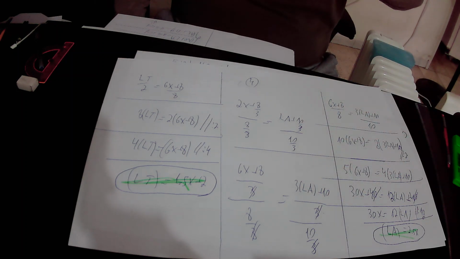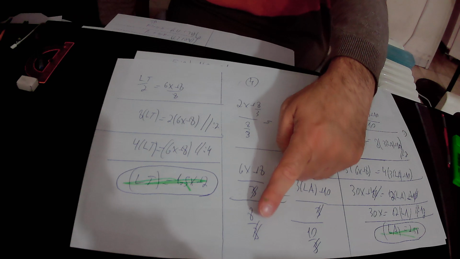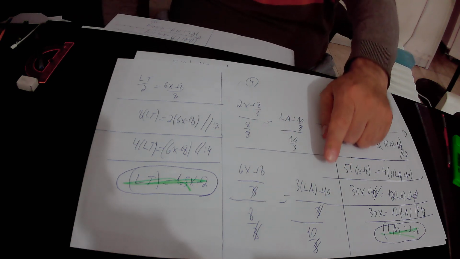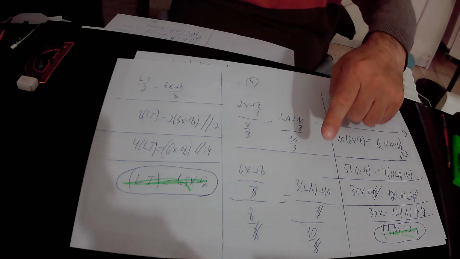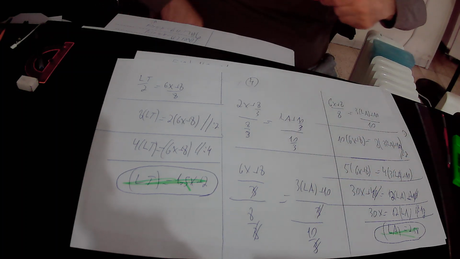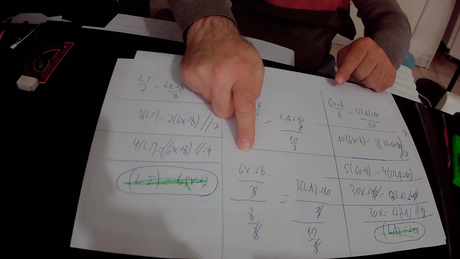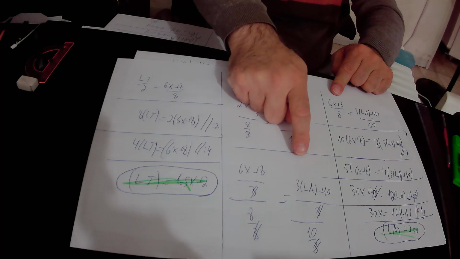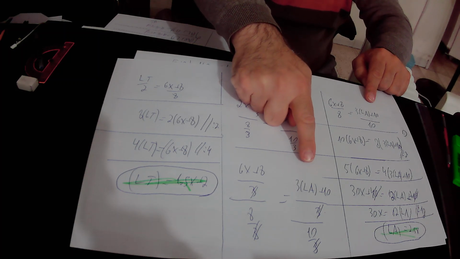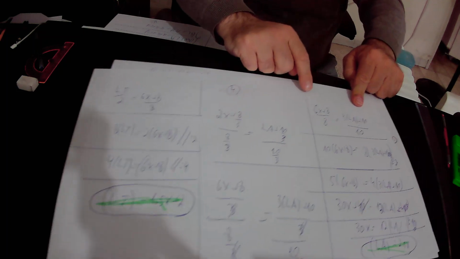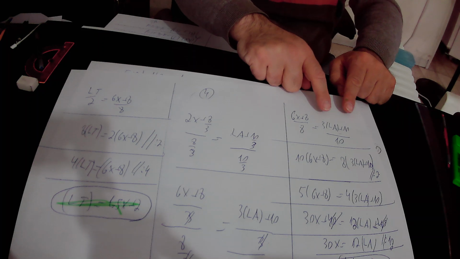10 over 3. In this side of the equation, we have 3 in the numerator, 3 in the denominator, so 3 will get cancelled. On the other side of the equation, we have 3 in the numerator and 3 in the denominator, so 3 also will get cancelled. After we cancelled 3 on both sides of the equation, we are left on this side only with 6x plus 8 over 8. On the other side we have 3LA plus 10 over 10. So we can find out that 6x plus 8 over 8 equals 3LA plus 10 over 10.